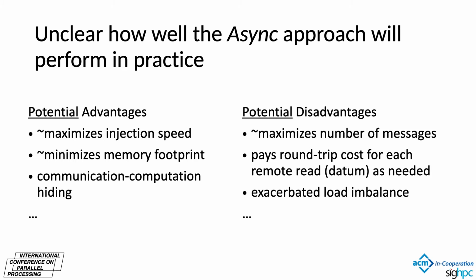will perform in practice. The asynchronous approach has the potential to roughly maximize injection speed by firing asynchronous string requests as quickly as possible, and to roughly minimize the memory footprint in theory by not requiring more than one remote read on each processor at a time in order to make progress. It also has the potential to hide the communication costs with computation. However, practically speaking, it also maximizes the number of messages, pays the round-trip cost for each, and has great potential to exacerbate the load imbalance overall.